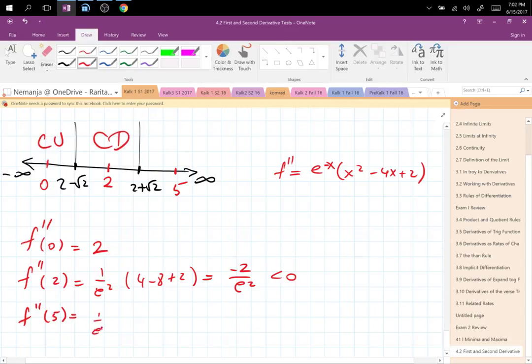So 1 over e to the 5, and we are plugging in 5. It's 25 minus 20 plus 2, 7 over e to the 5. Well, that's still positive. Now the question is, what's larger, 2? Oh, actually, no, wait.